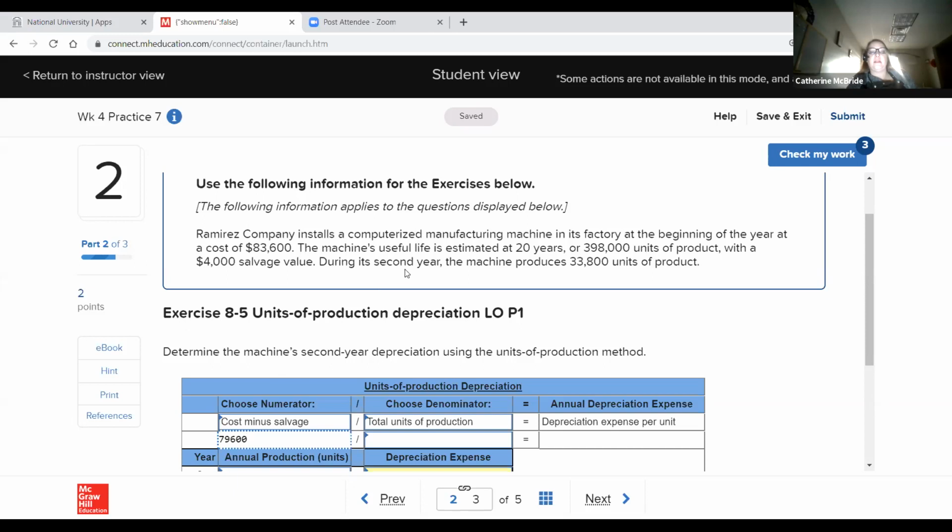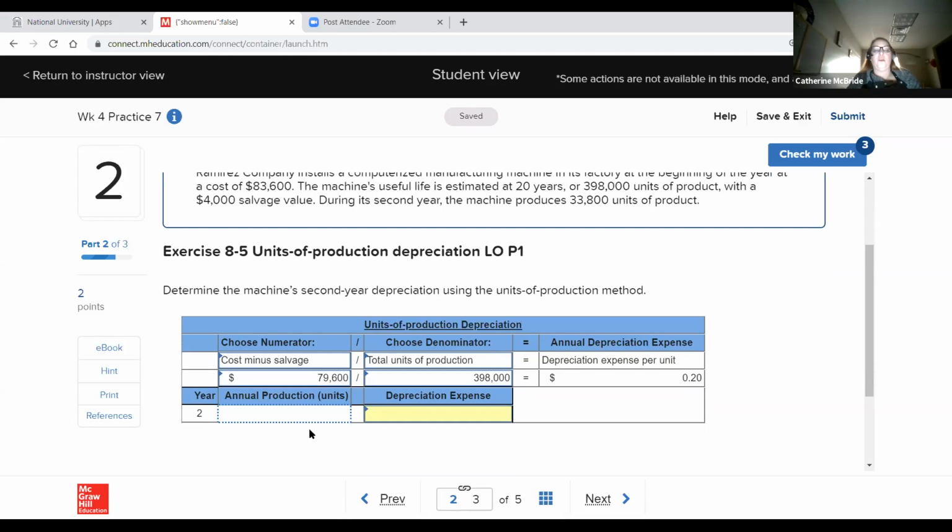During its second year, the machine produced 33,800 units. But I need my cost per unit first. So my estimated life is 20 years or 398,000. So my total units estimated is 398,000. So my depreciation cost per unit is 20 cents. During year 2, I produced 33,800 units.